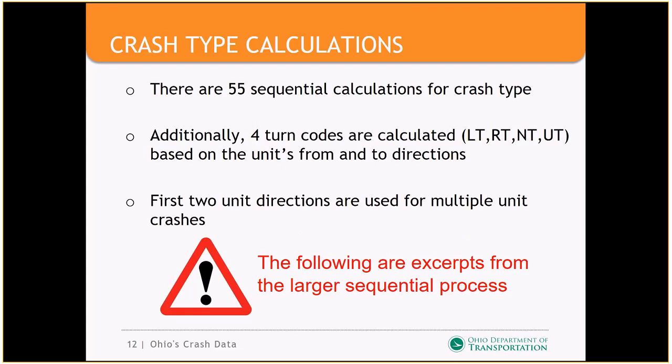And then we always use the first 2 units to calculate crash type. The first unit in ODOT's land will always be the at-fault unit, because that's the one we're assuming all of the on and at information is associated with. Again, these are just excerpts of those 55 sequential calculations. First we do all the single unit crashes, and then we go into multiple unit crash types.